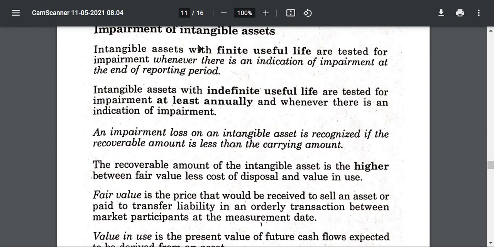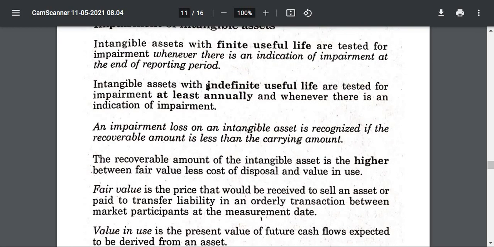So, hindi natin sila ini-impair annually. Hindi natin sila tinitest for impairment annually, itong mga intangible asset na may finite useful life. Tinitest lang natin sila for impairment if there is an indication of impairment at the end of the reporting period. Now, if it so happen na at the end of the reporting period, wala namang indication na impaired si intangible asset, huwag na natin silang i-test for impairment.